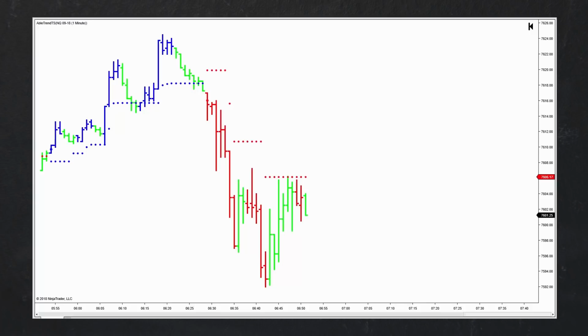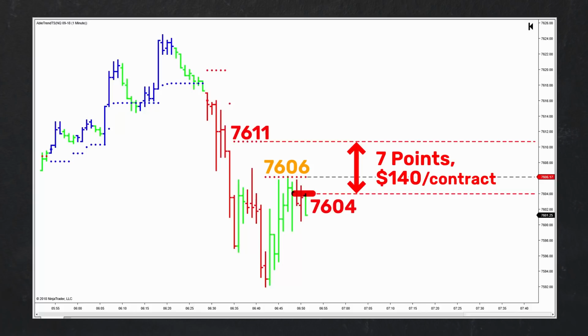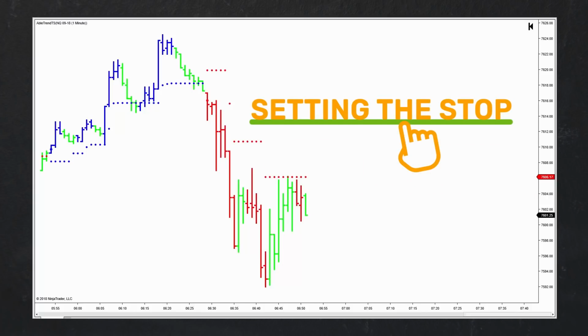The price had tested the dots at 76.06, and we have a textbook sweet spot trade setup. At that time, the previous level of dots are at 76.11, so we can quantify the risk even before we trade. If we're able to sell short at around 76.04, it would be about 7 points away from the stop, or about $140 per contract.